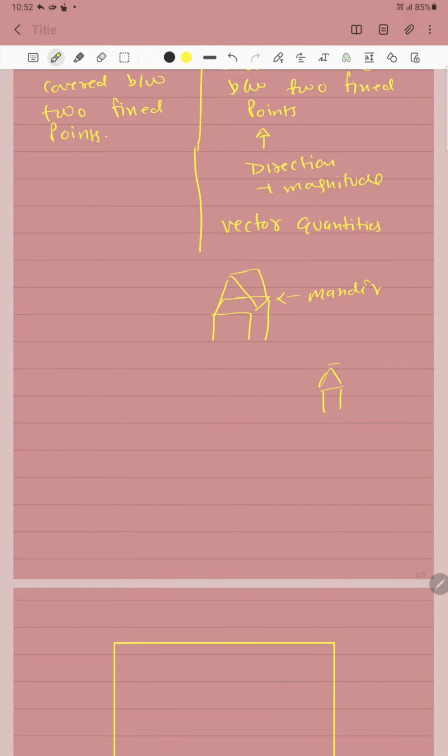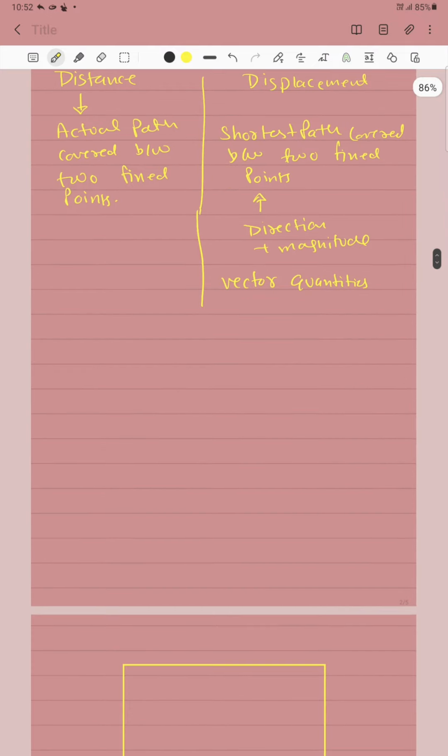Now I have told you only the magnitude, that is 15 meter, but whenever you reach this Krishna Mandir, you are not able to decide in which 15 meter you have to move, right? There are infinite possibilities, right? So that's why the vector concept was given. For understanding the complete detail of any physical quantity, directions are used, right? So displacement is basically a vector quantity.